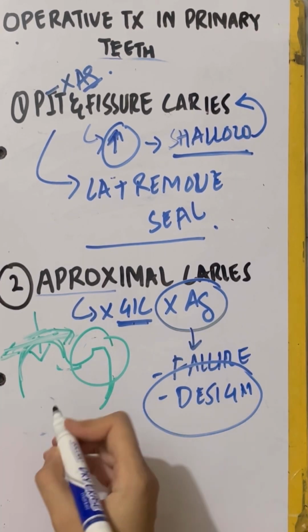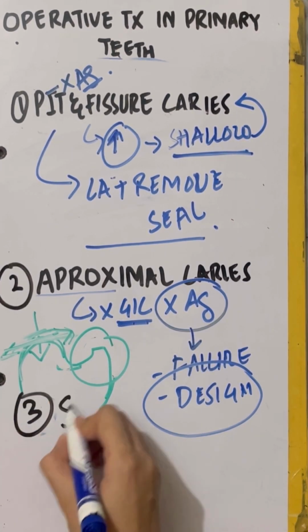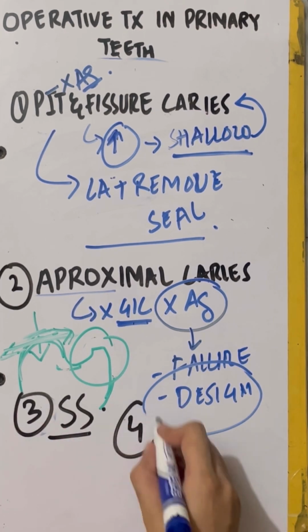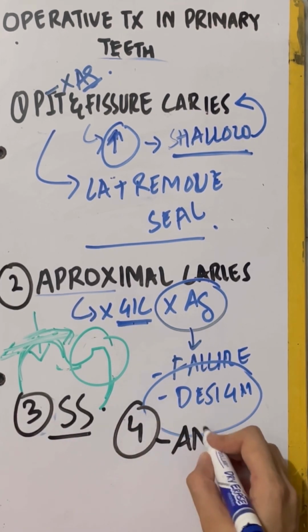Then the third option that we opt for treatment is stainless steel crown. I have discussed stainless steel crown in a different video. I will be sharing the link in the description. And the fourth thing that we deal with is anterior teeth.